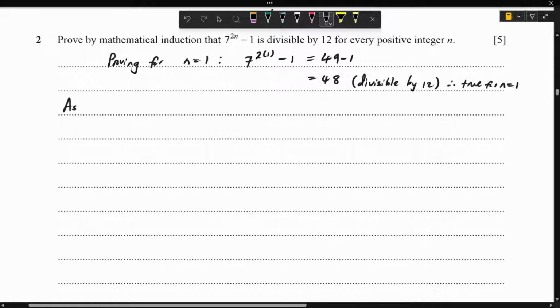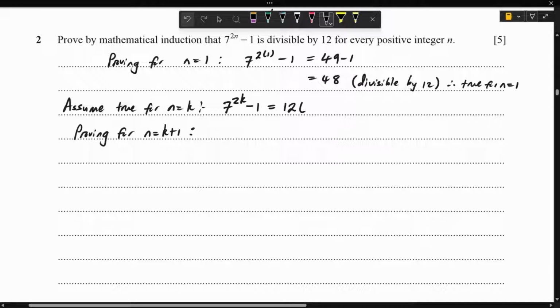Then I'm going to assume true for n being equal to k. So if n is equal to k, it means that 7 to the 2k minus 1 should be divisible by 12. So it has to be equal to 12l, which represents a multiple of 12. Essentially, it means that 7 to the 2k minus 1 is divisible by 12. Now, we're going to prove for n being equal to k plus 1.